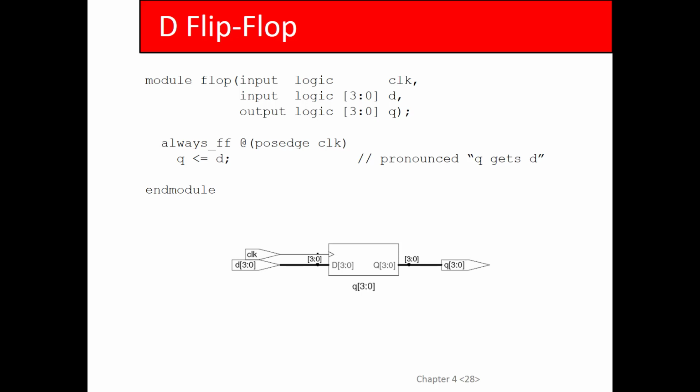So always_ff. You still have to specify the sensitivity list, which is usually posedge clock, and sometimes posedge clock, comma, posedge reset if you want an asynchronous reset. Is everyone clear on that?